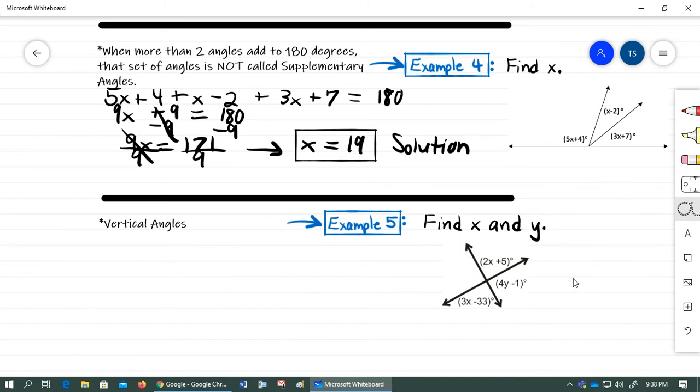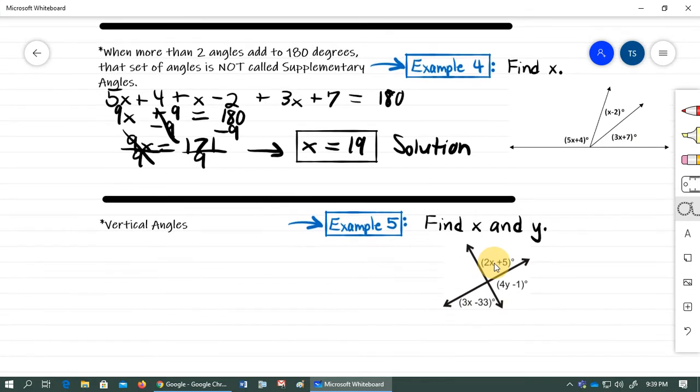Okay, so guys, here we've got example 5 where we're looking at vertical angles. Now some of you might make a mistake here, and some of you might literally look at these angles right here. You see this angle that's 2x plus 5? You might assume that is a right angle, that it's 90 degrees because it looks just like a 90-degree angle.